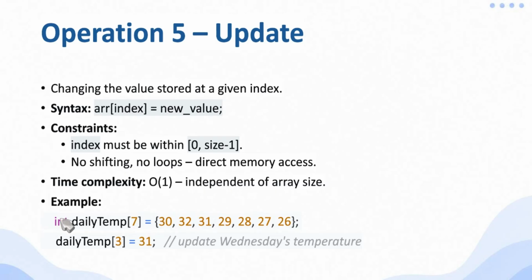Okay, for example, this is from C programming. Think of daily temperature. These are the values. If you want to update the daily temperature at the third index, which is the third index? 0, 1, 2, 3, right? We need to update this value to 31. Okay, so we can directly do this. This is one of the greatest strengths of arrays: random access and instant update.